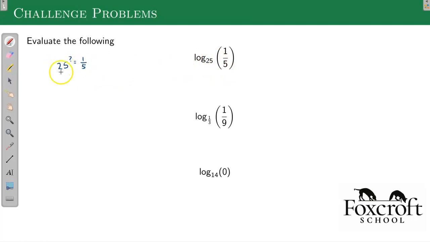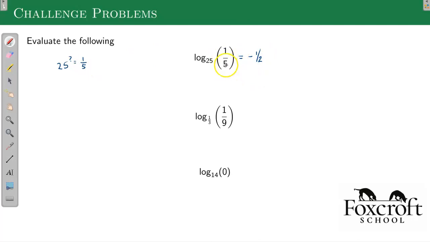So two things are happening here. One, it's trying to go to a fraction, so I know it's going to be a negative answer. And two, 25 is getting smaller into 5, so I know my answer is also going to be a fraction. How do I go backwards from 25 to 5? I have to do a square root, which is the 1/2 exponent.